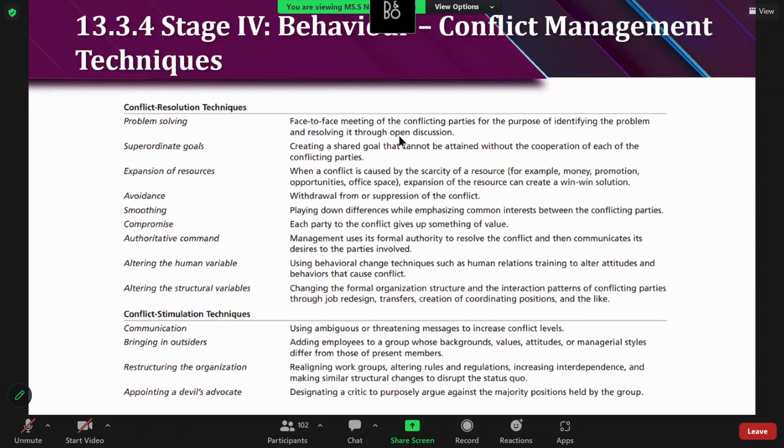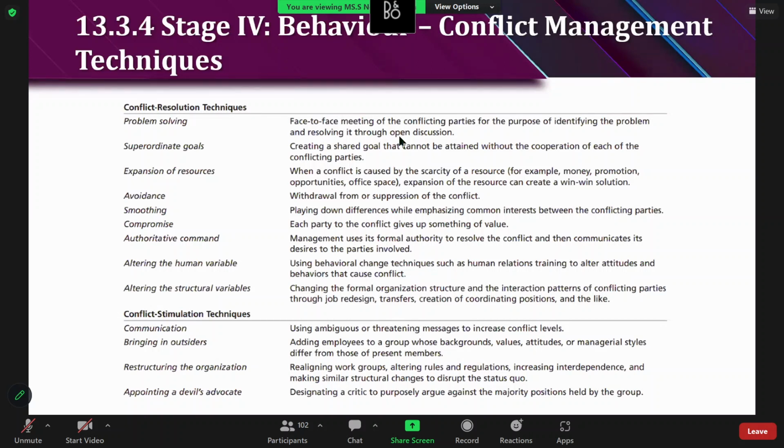Conflict resolution techniques would be like problem solving. We can have a face-to-face meeting with the conflicting parties, identify what the problem is, have an open discussion, and through that discussion come up with a solution. Or superordinate goals: if the conflict arises because of incompatibility of goals, we can create a shared goal which is beneficial to both parties. Then expansion of resources: if the conflict arises as a result of scarcity of resources, more resources can be allocated to both parties.